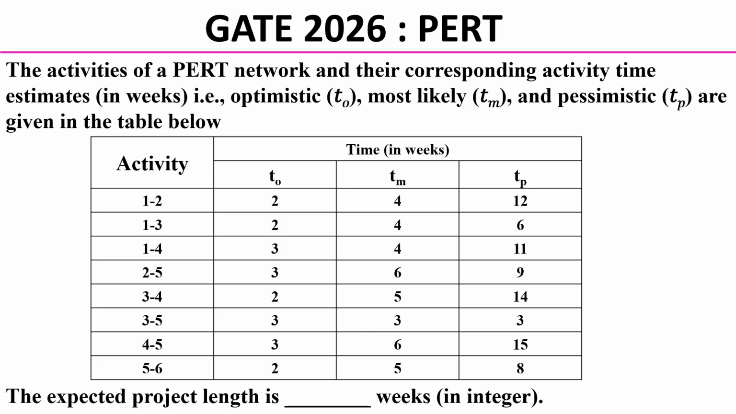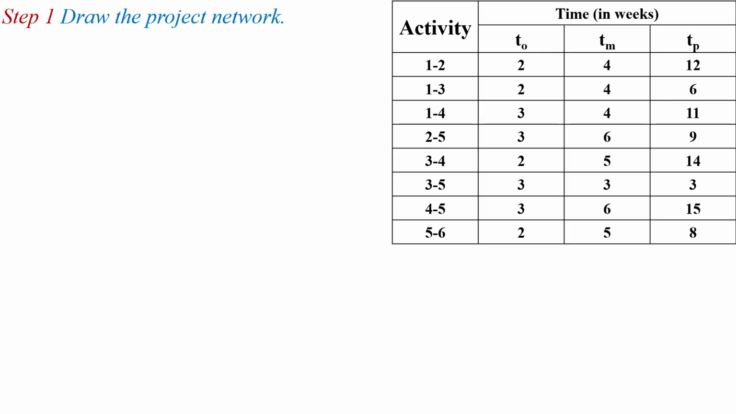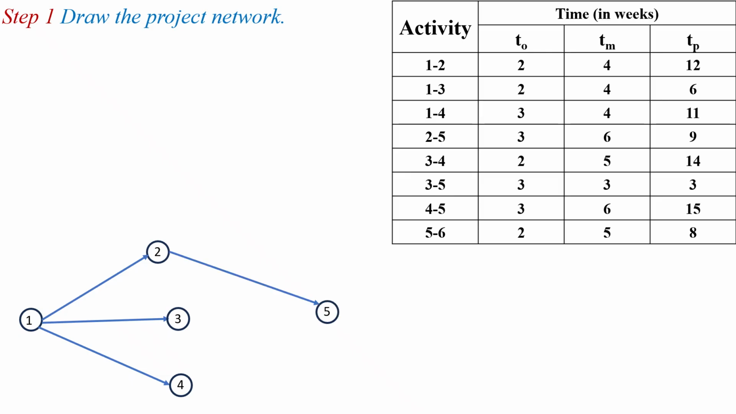Let's see the solution. So first step is we have to draw the project network. So first we have to draw the project network for the given activities. So first we have to represent the activities 1 to 2, 1 to 3 and 1 to 4. Next to represent the activity 2 to 5. Next activity 3 to 4. Next activity 3 to 5. Next activity 4 to 5. And next activity is the 5 to 6.